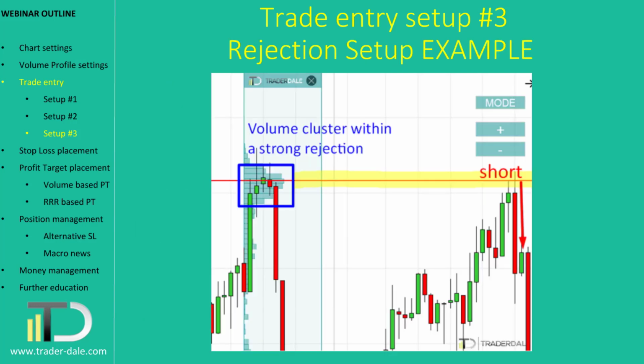One more example. In this case, you can see a rejection of higher prices, and I identified the heaviest volumes within the rejection, almost at the top of this rejection. Again, I drew a line, waited for the price to make it to this line, and with a limit order, I entered a short trade. So those were the trading setups.